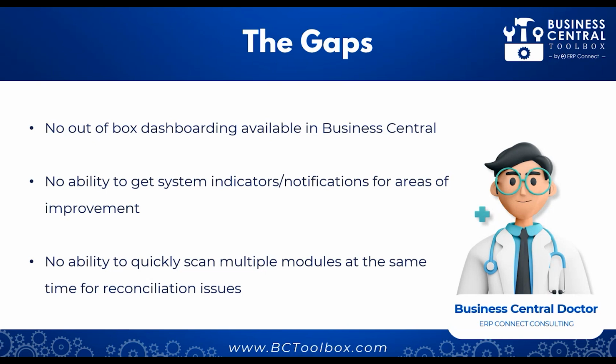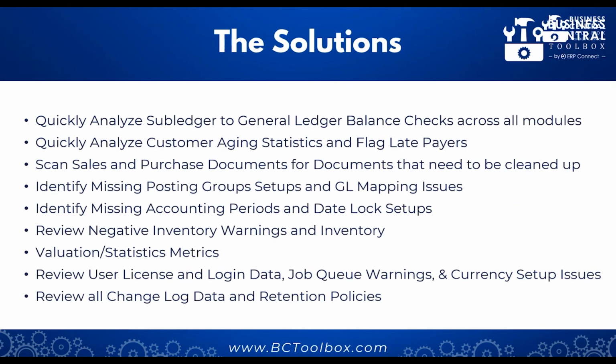And then no ability to scan multiple modules at the same time for reconciliation issues, right? If you've ever tried to reconcile your AR subledger to your AR general ledger, you have to open a couple different screens, run a couple different reports, and then ultimately try to tie those out, right? All of this is going to lead to our solutions. And again, I'm not going to read through all of these, but we'll jump into all of these specifically as we get into our demo today. Some of my favorites that I'll call out here is that first one, quickly analyzing subledger to general ledger balance checks across all modules, right?